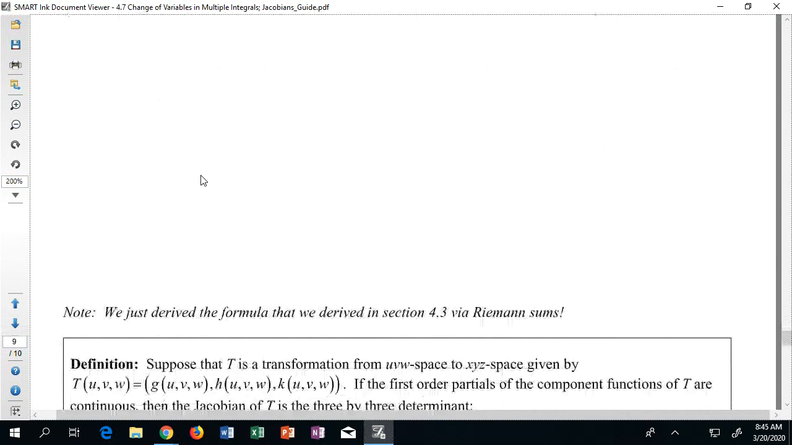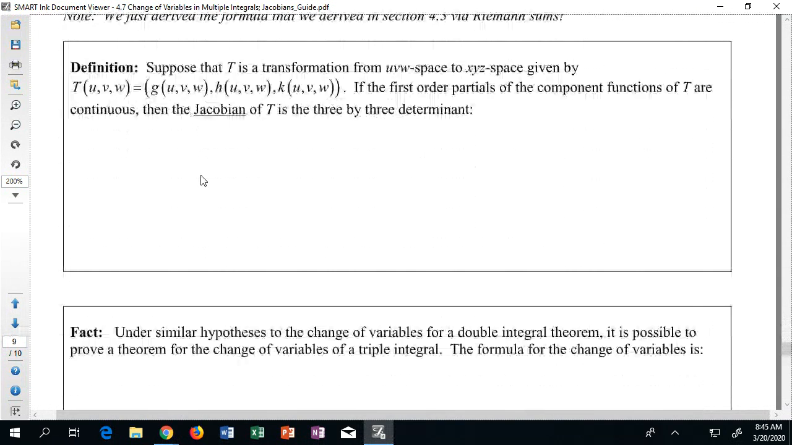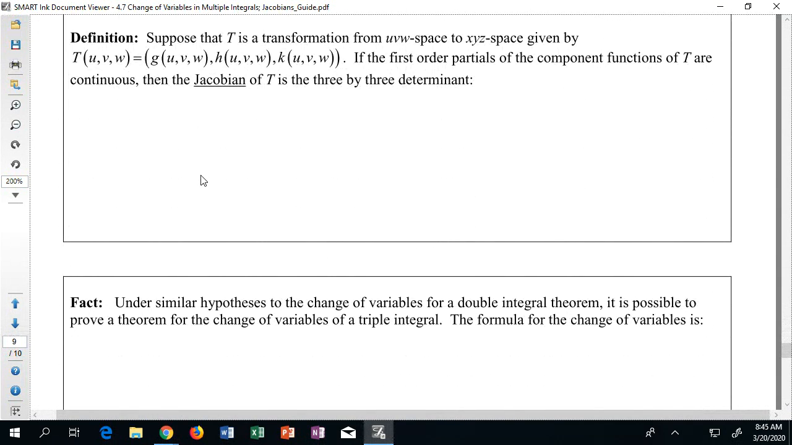So I won't go through example 6 right now, but I will at least take a look very quickly at the fact that we can extend this notion of a Jacobian and this new change of variables idea to even triple integrals. So here's what we got. Suppose that T is a transformation that takes something from uvw space to xyz space. And maybe it does it in the following way. First formula spits out an x, second formula spits out a y, last formula spits out a z.